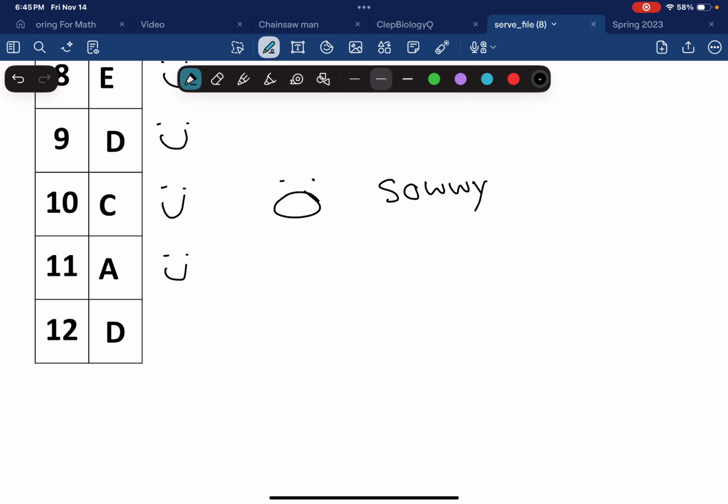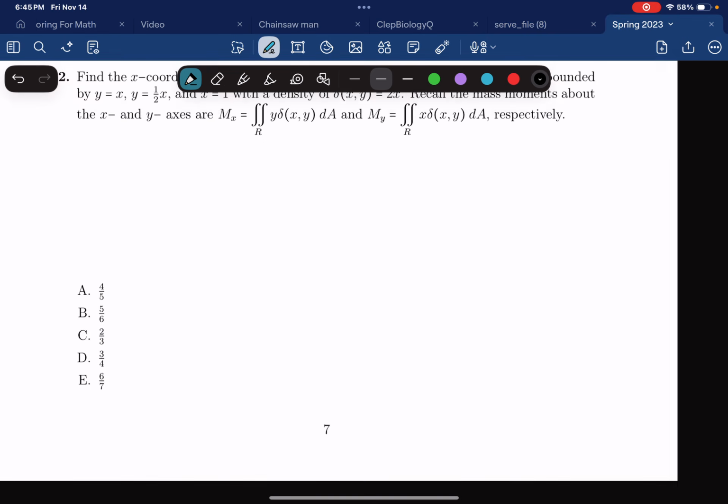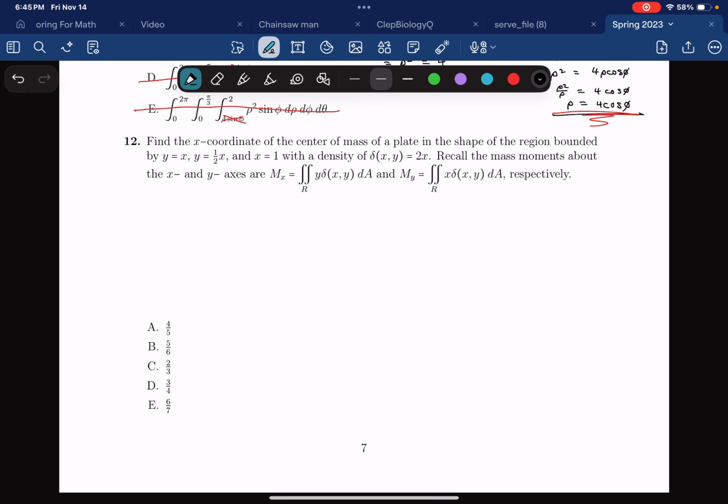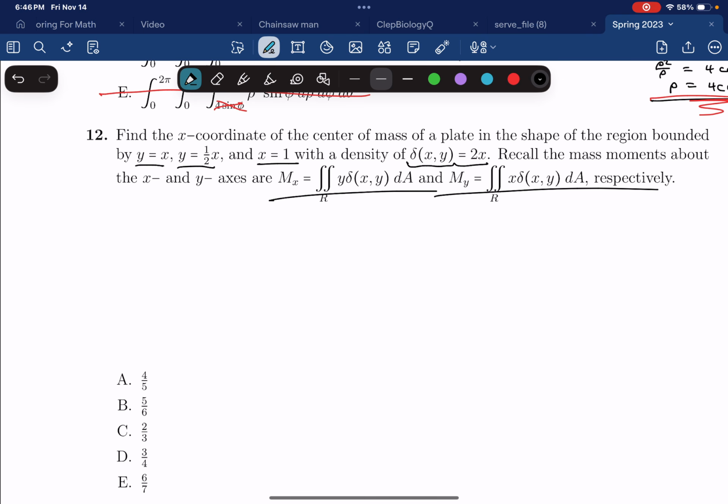Sorry. Okay, question 12. Find the x-coordinate of the center of mass of a plate in the shape of a region bounded by y equals x, y equals 1/2 x, and x equals 1 with this density. Recall the mass moments about x and y are this and this, respectively. Okay, so how do you find the center of mass? So the center of mass is equal to this thing, x bar, y bar, in which x bar is equal to my over the mass, and y bar is equal to mx over the mass.